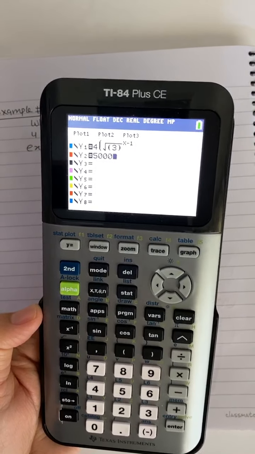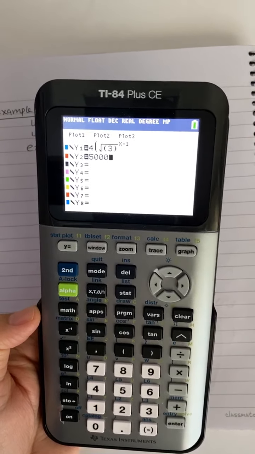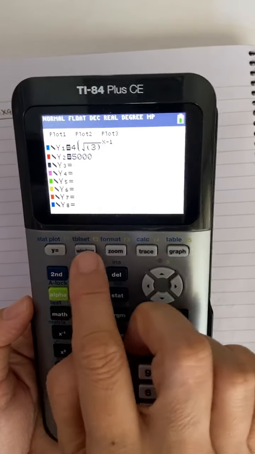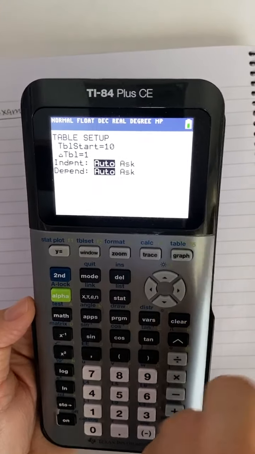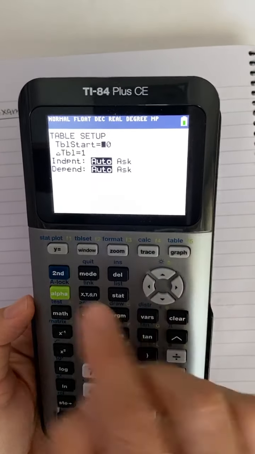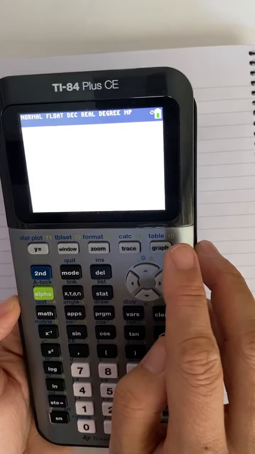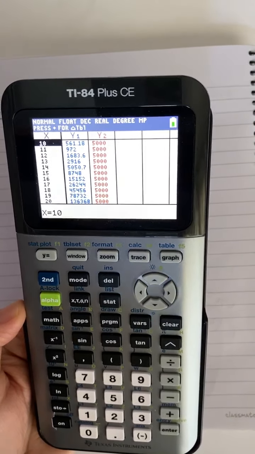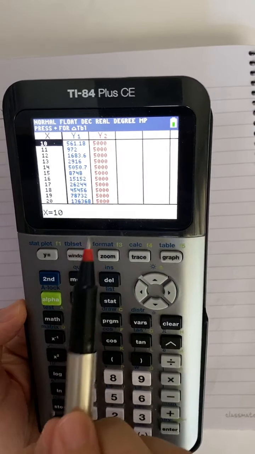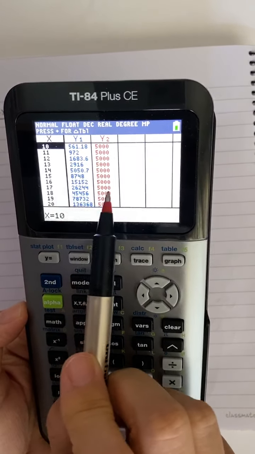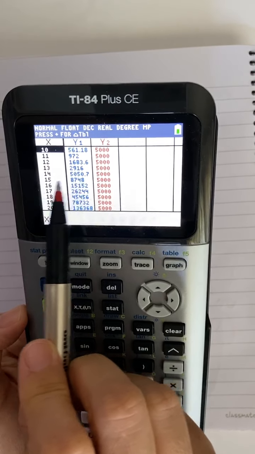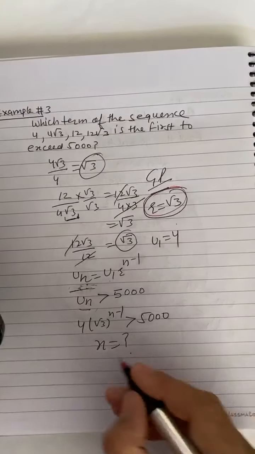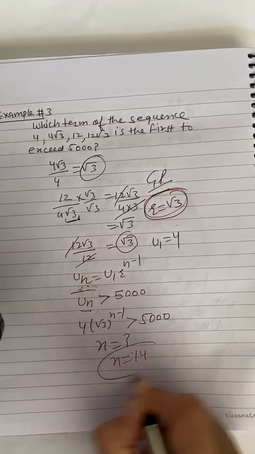You don't have to start the table with 1, because you clearly can have some kind of an estimation here. So I'm going to just start my table set at 10. It's already 10 here, but if it's not, you can set it to 10. And then you go to second graph, and from here you can see the first value where the term value is greater than 5,000. So I can see that this is when n is 14. So your n is 14 in this case.